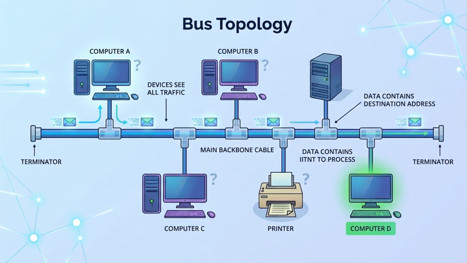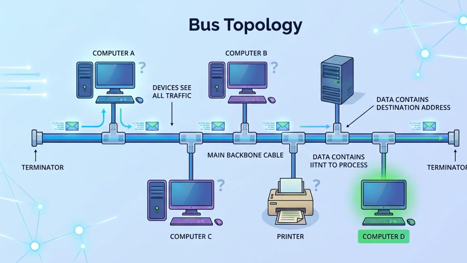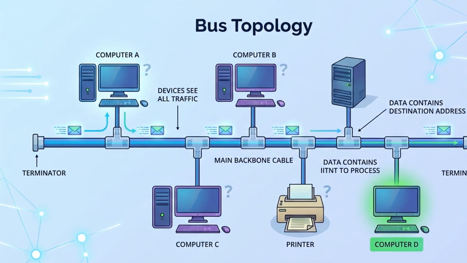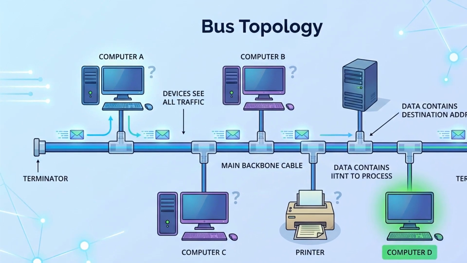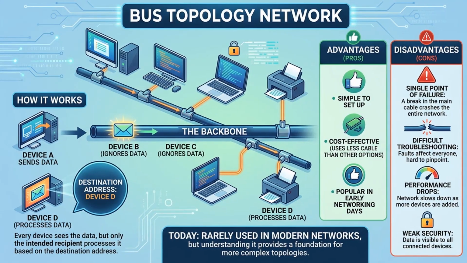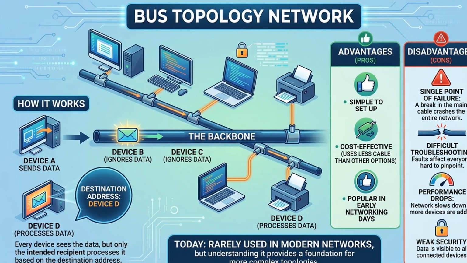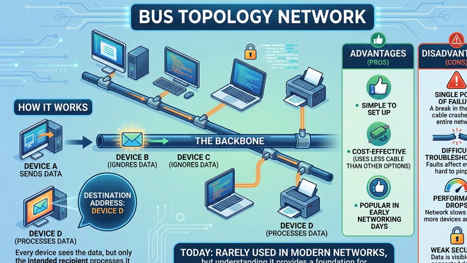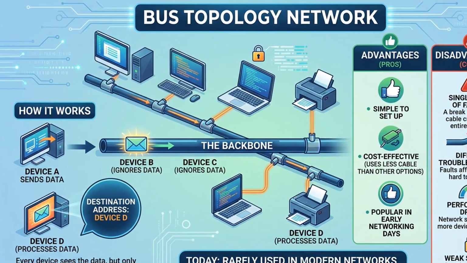Bus topology was popular in the early days of networking because it was simple and used less cable than other options. But it has serious drawbacks. If the main cable breaks at any point, the entire network goes down. It's also difficult to troubleshoot because a fault anywhere affects everyone. Performance drops as more devices are added. And because data is visible to all devices, security is weak. Today, bus topology is rarely used in modern networks, but understanding it gives you a foundation for more complex topologies.